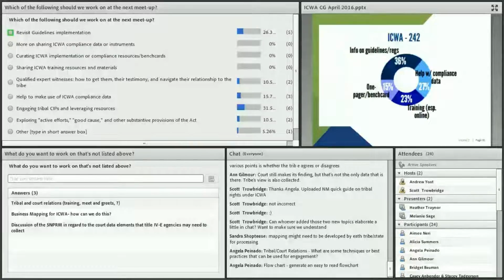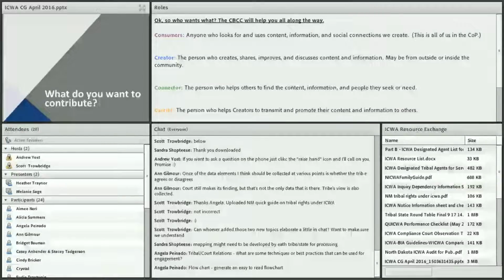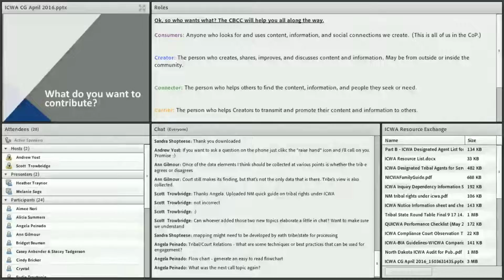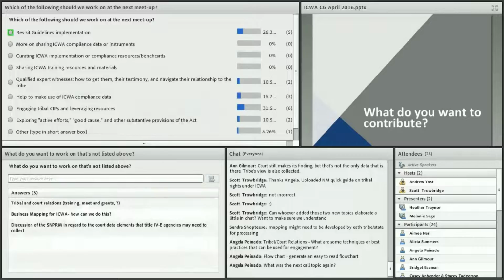So we'll jump over here to what do you want to contribute to the group. So again, engaging CIPs and tribal CIPs and leveraging resources between court improvement programs is the topic. So the question, I knew you were going to say that. Thanks, Angela. I'm jumping back now to our previous poll. The topic is engaging tribal CIPs and leveraging resources to do so as between the court improvement programs. So thanks, Angela. Scott, maybe you can just jot that into the chat as well when I move us over to the roles. Again, engaging tribal CIPs and leveraging resources.